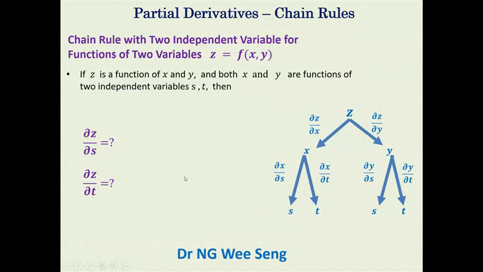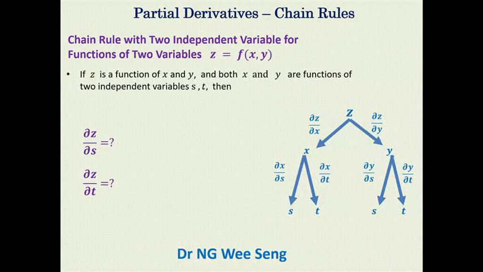And obviously, there are two derivatives of interest here, either z versus s or z versus t. Because now z is also a function of two new independent variables s and t, we are going to use the partial derivative notation.